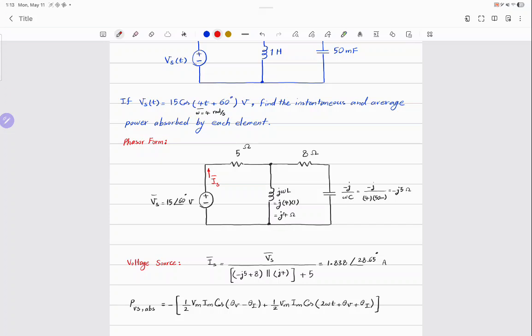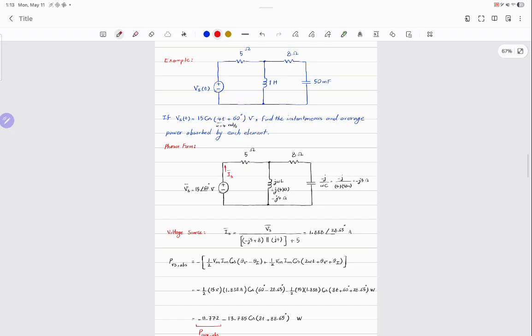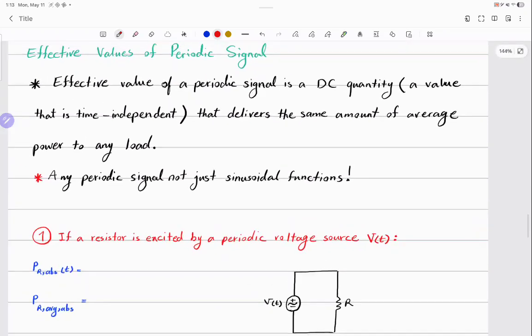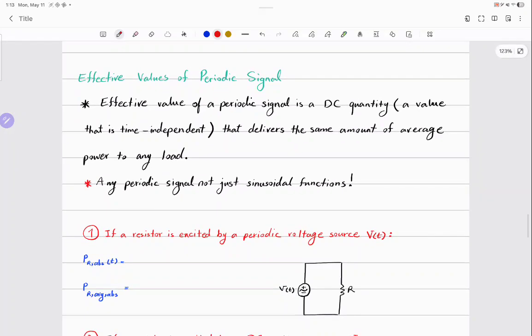Whether it's going from left to right or right to left, the resistor is a consumer. It's going to dissipate power, and that's why the non-zero average comes. Okay, let's skip this page, go to the next topic, and I will come back to that.